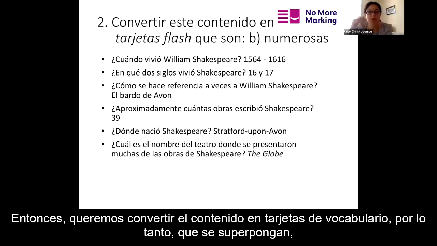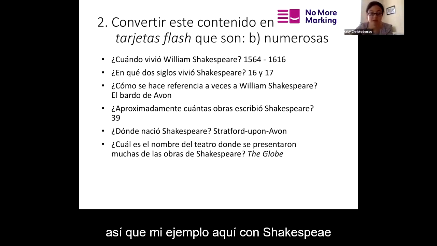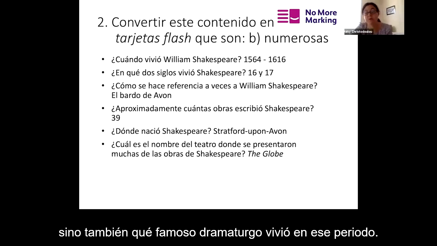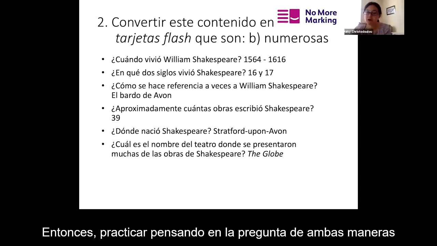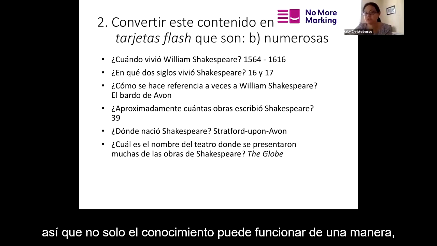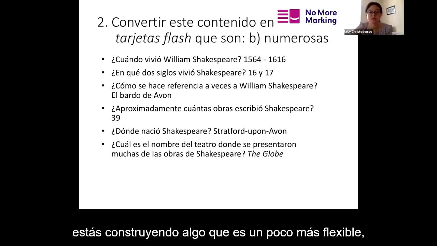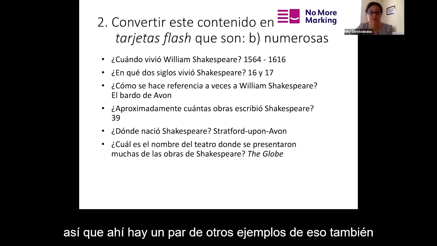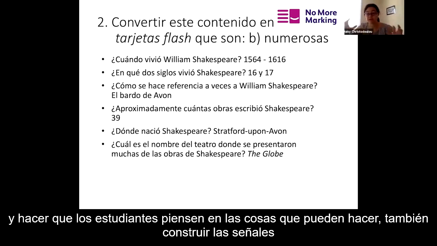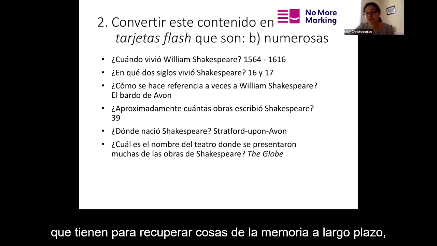And so you want to turn the content into flashcards, therefore, that are overlapping. So my example here with Shakespeare would be, you're not just asking when did William Shakespeare live, but you can also say which famous playwright lived from then. So you're getting practice at thinking about the question in both ways. And the thing about that is you're trying to build a sort of flexible knowledge. So it's not just knowledge that can only work in one way. You're building something that's a bit more flexible. So a couple of other examples of those there as well. And as I say, that's just trying to get that flexibility, and you're building up the cues that they have for retrieving things from long-term memory.